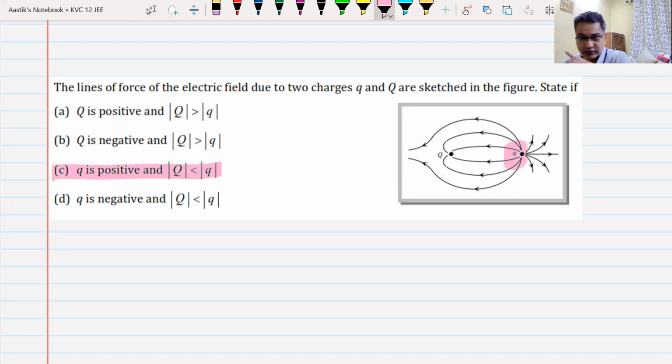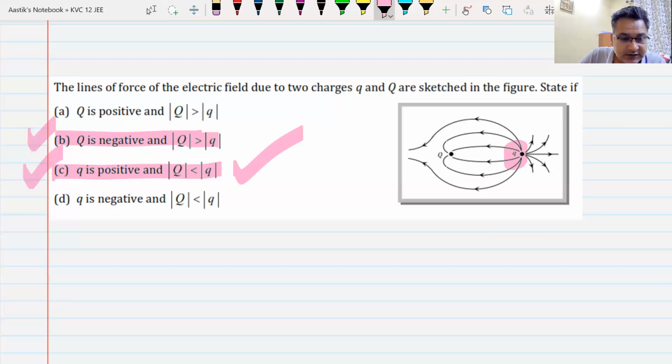Electric field lines are coming out of small q, so only two options can be correct. The lines are going inside capital Q, so capital Q is negative and small q is positive. So only these two options are valid. Now you have to see from where the number of electric field lines emerging or terminating is more. As you can see, the number of electric field lines emerging out from small q is more. Yes or no? Therefore, the correct option is option C. Anyone understands this? Yes, sir. See, we are picking up some pointers. That's good.